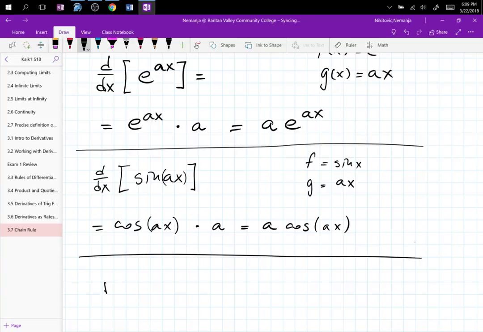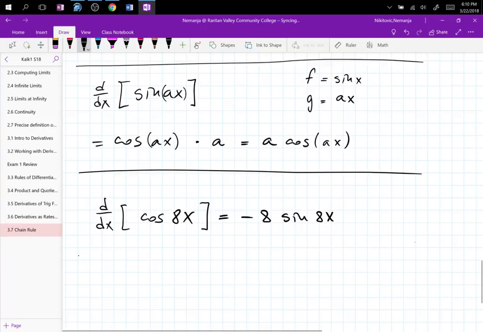So if I ask you what is the derivative of cosine of 8x, what would you say? Negative 8 sine 8x. Good. Nice.